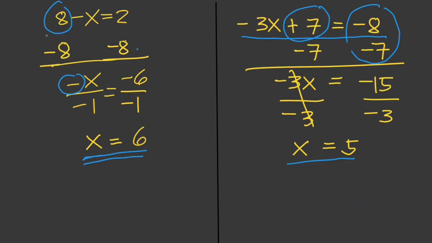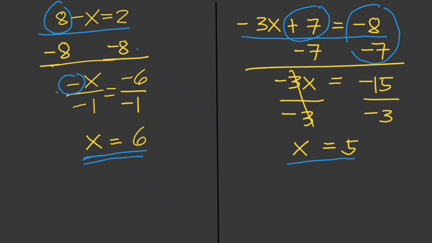Okay, another example here. 8 minus x equals 2. So we want to get rid of 8 here. So since 8 is positive, we subtract 8 from both sides. So 8 minus 8 is 0. Then we are left with negative x. Then on the other side, that is 2 minus 8, which is just equal to negative 6.